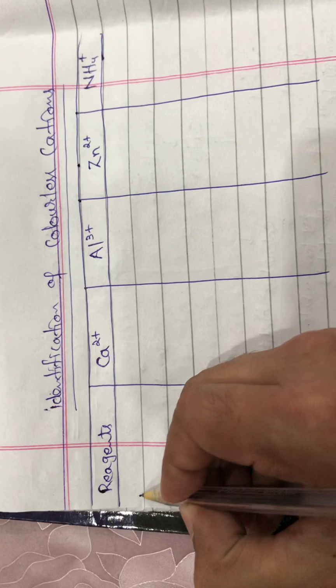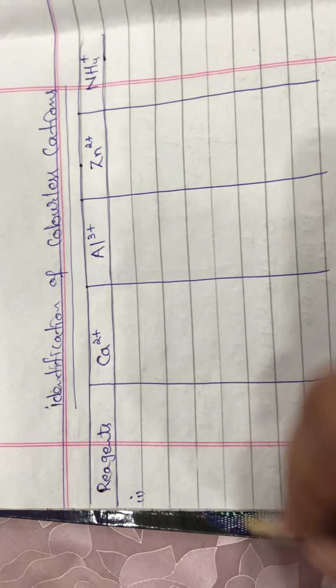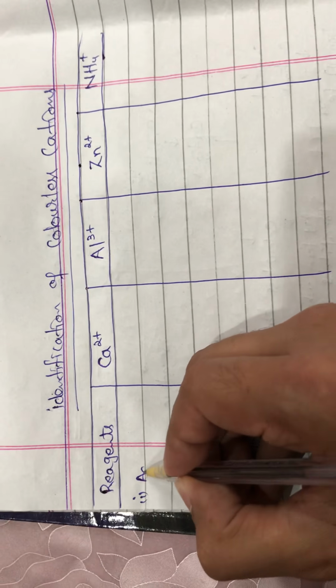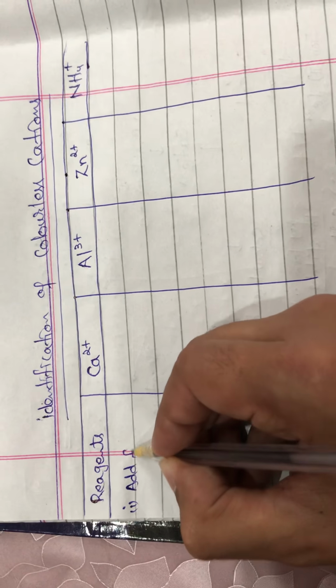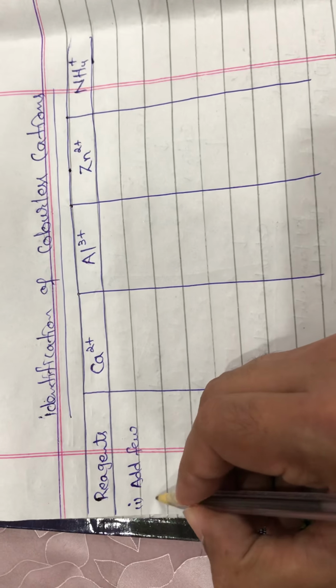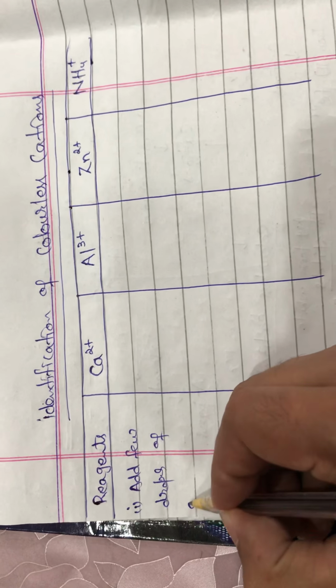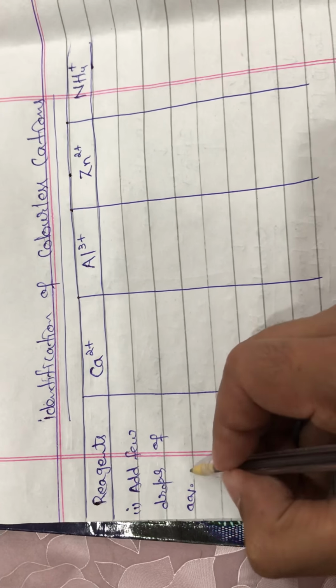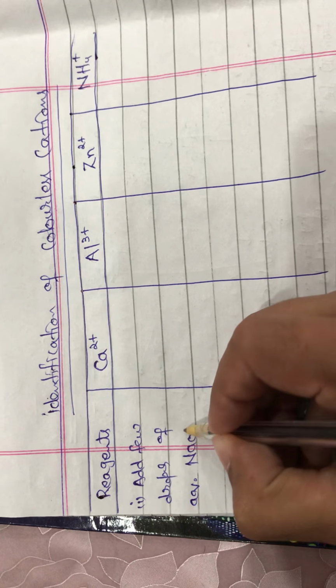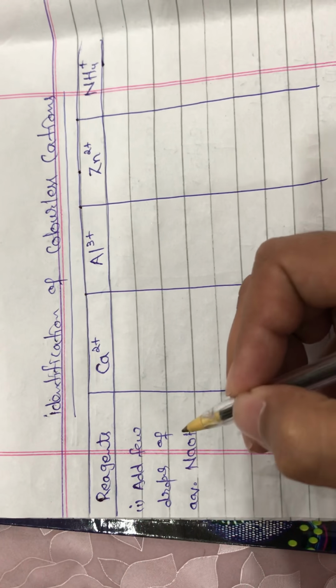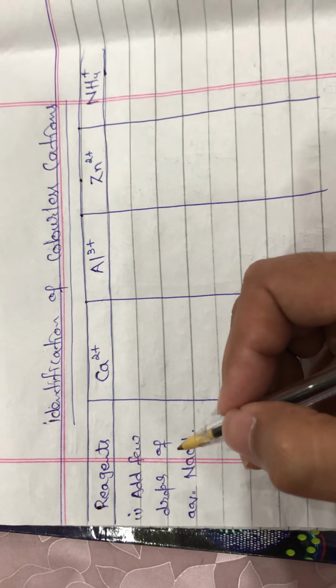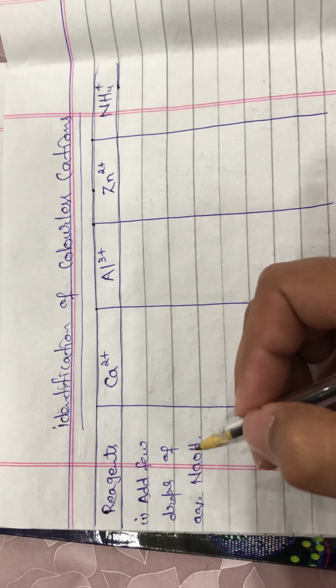First part, add few drops of aqueous sodium hydroxide. Few drops means you can add 2 to 3 drops.